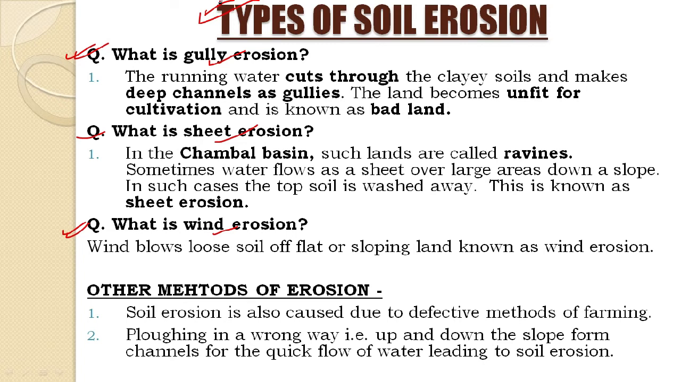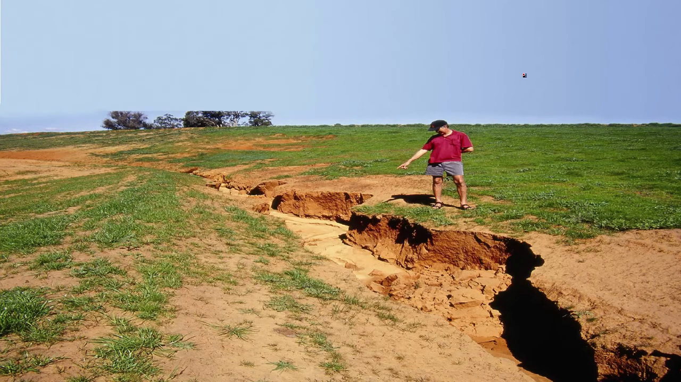So we see the running water cuts through the clay soils and makes deep channels as gullies. So basically the running water cuts through the clay soils, makes deep channels as gullies, and the land becomes unfit for cultivation, known as bad land, and this type of erosion is usually referred to as gully erosion. Let us take a quick look at the gully erosion.